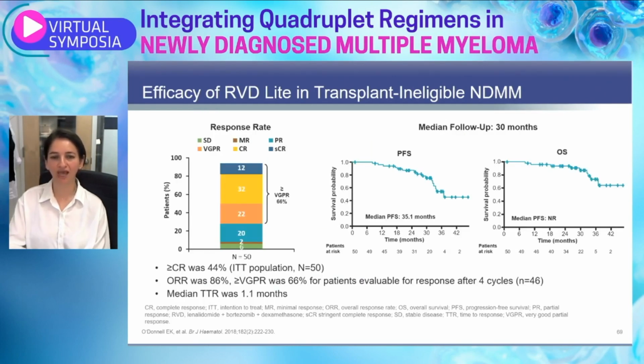And if you look at this patient population, again, the transplant ineligible patient population, we saw an overall response rate of way above 85%, and VGPR or better was seen in 80%. This translated into a progression-free survival of about 33 months, with median overall survival not reached.